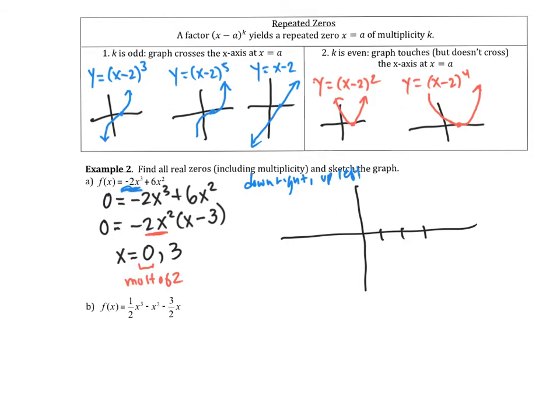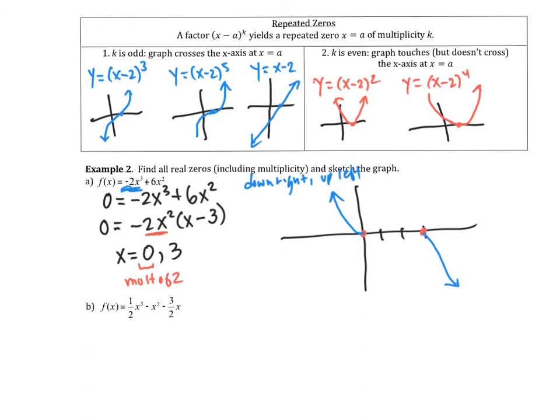Okay, I know there's a 0 at 0 and 3. Now let me think about this. I know that it's going to go down on the right. So from the 0 at 3, I know it's somehow going to go down. I don't know which way it's going to go down, but it's going down. I know it's going to go up on the left. So somewhere from the 0 at 0, it needs to go up. And this is just a sketch.